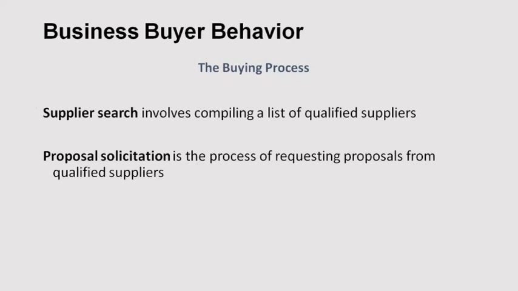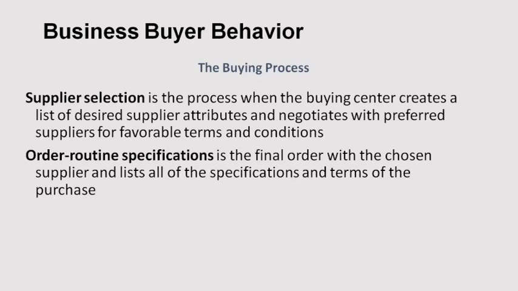Then, followed by supplier search. Involves compiling a list of qualified suppliers. So, you look for qualified suppliers, meaning those suppliers that were already established, their reputation, no, their credibility. So, you have to compile the list of that. And then afterwards, ask for proposal. So this is the process of requesting proposals from qualified suppliers. So from there, pwede ka na ngayon mag-select ng supplier.